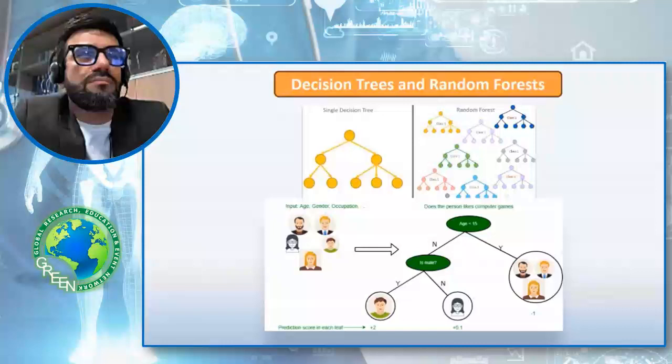The goal is to create a model that predicts the value of the target based on several input variables. As you can see at the bottom of this slide, we have a very simple prediction algorithm. For example, if an individual is older than 15, the result is yes, and the score is -1. But if an individual is male and older than 15, they get a +2 score here.